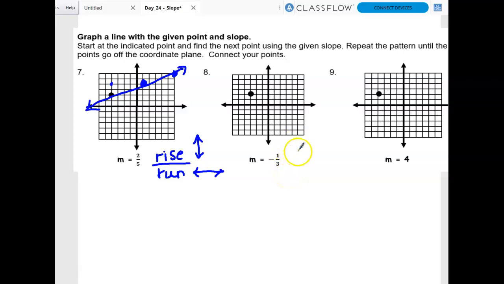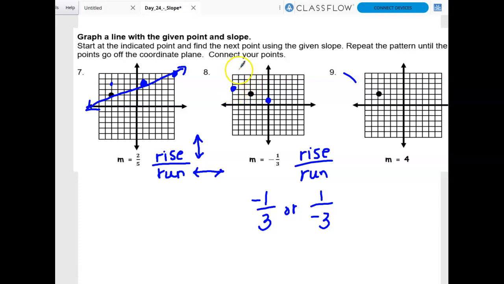Okay, number 8, our slope is negative 1/3. When you have a negative slope, think of your rise over your run again, but in this case, only 1 is going to be negative. So we can make this as negative 1/3, or we could do 1/-3. All right. So if we start here, we go down 1, because if we're going negative, it's down 1 to the right 3. Or we could go up 1, and then a negative 3 would be to the left. So we can connect our points and make our line and check, is that actually a negative slope? Yes, it is.